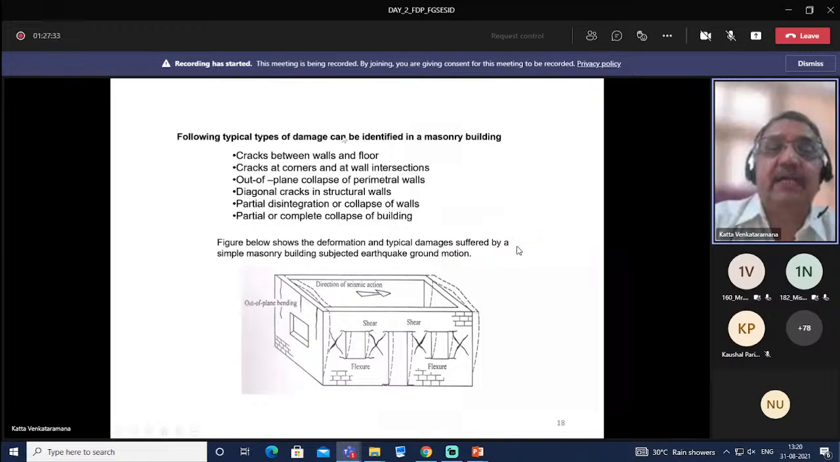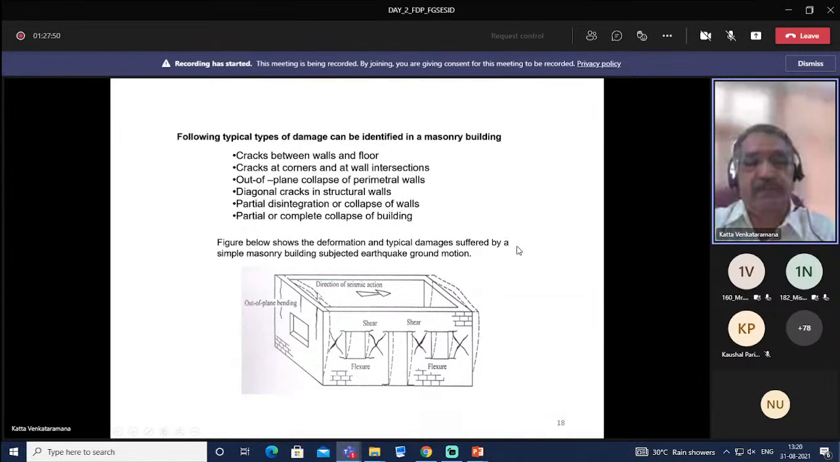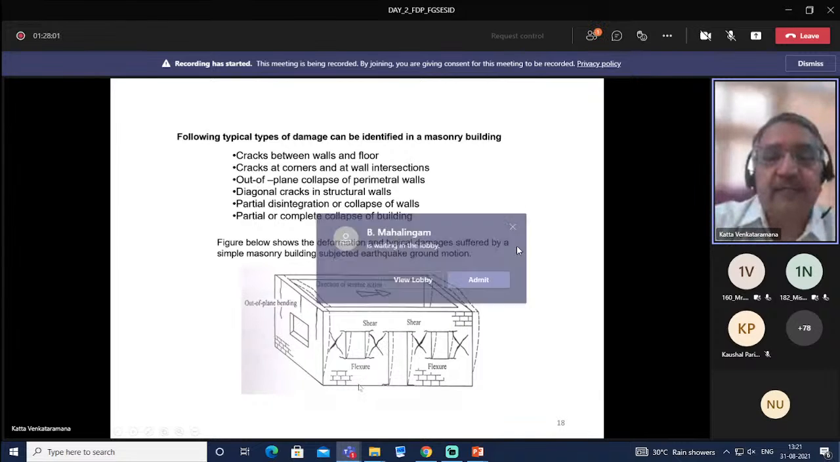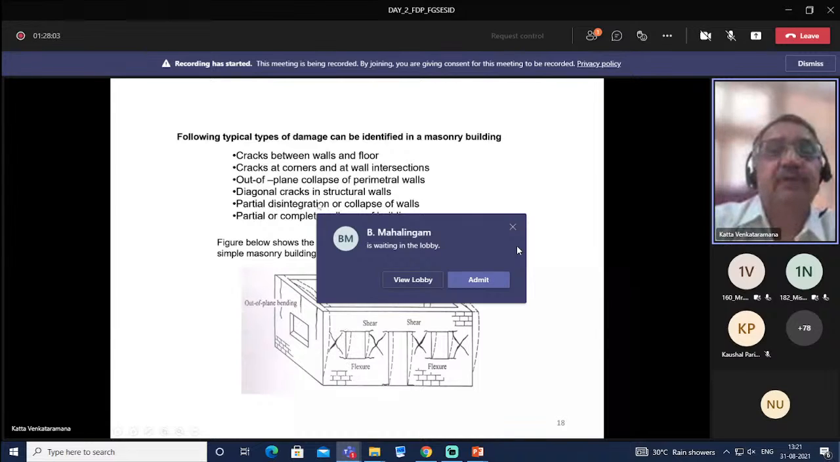Following typical damages can be identified in a masonry building. This is the direction of seismic action. So this is in plane and perpendicular, here we can see out of plane bending. Then these diagonal cracks or shear cracks. And then we can also expect wall fracture.